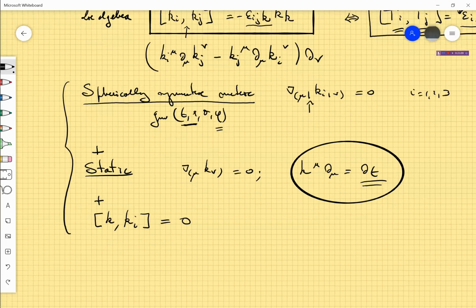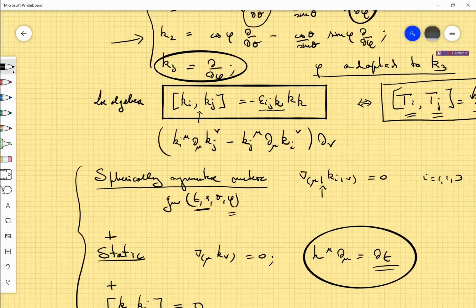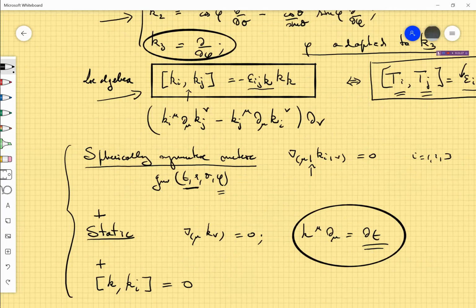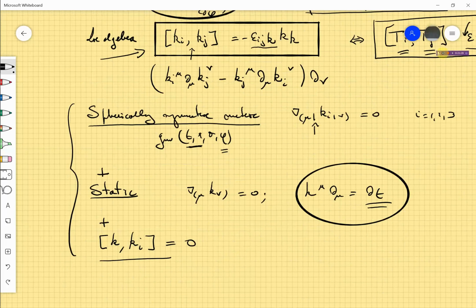It has four Killing vectors, one of them that we call k, which generates time translations. Another three, which we have chosen to parameterize in terms of theta and phi in this way, satisfy this Lie algebra. And these three have vanishing brackets with this k, and that's it. This is spherically symmetric and static.